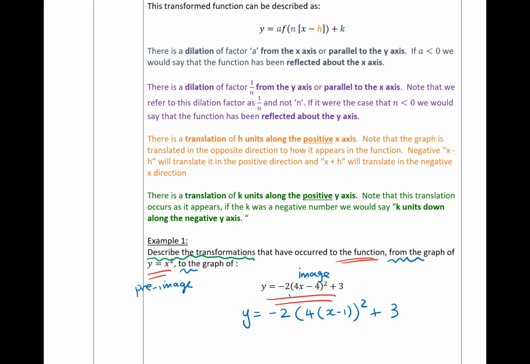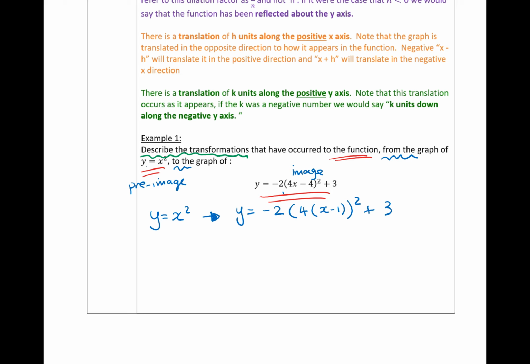And what mapped onto that? My pre-image of x squared. So we've redefined our question into something a bit more digestible. Now we need to describe the transformations. And oftentimes this will actually say describe the sequence of transformations, which means you need to give them in order. What's happened here? We're going to think Dr T, which means do your dilations, reflections, then do your translations. So let's start with dilations.